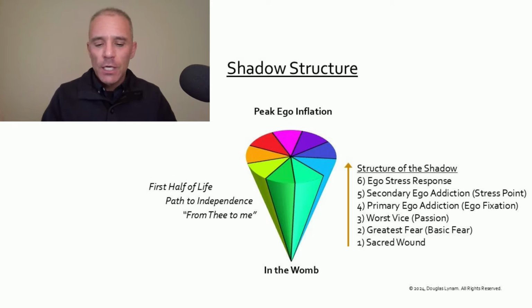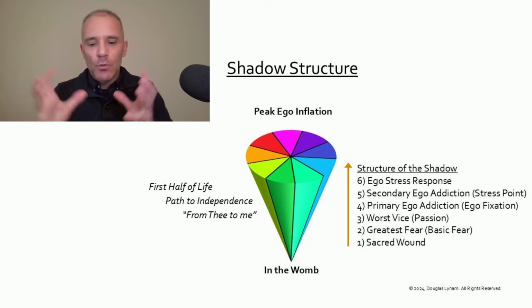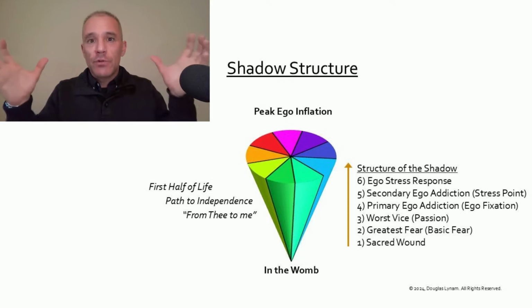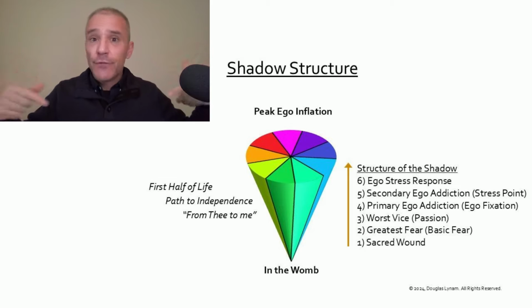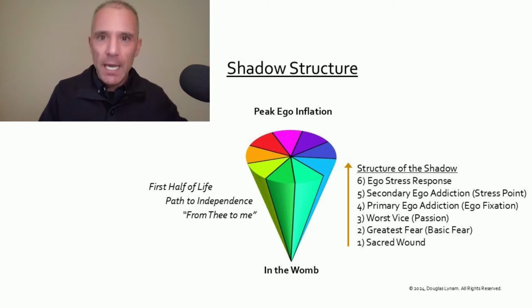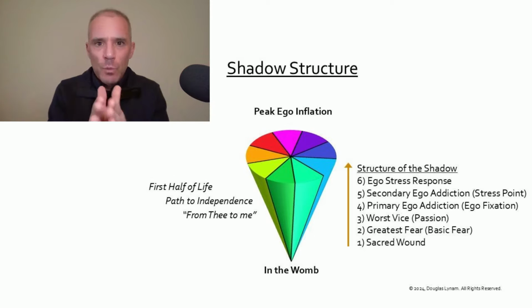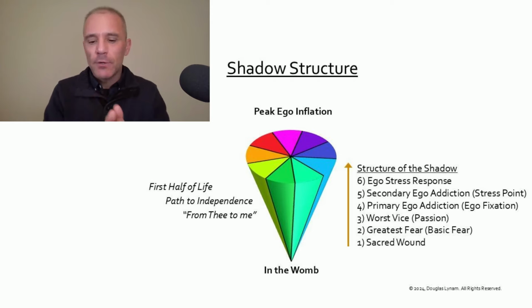All right, so here's the shadow structure. Remember, we're starting off in the womb in this state of unconscious unity, and then our ego grows. The shadow causes our ego to grow and inflate, and again, it's necessary. This is the first half of life. It's our path to independence from that egoic codependence that we are starting with, before we can sever that psychological umbilical cord with our caregivers. And now we're going to start from the bottom up.